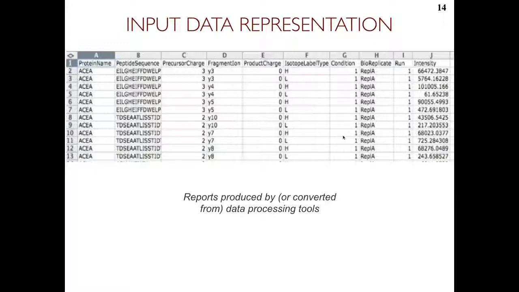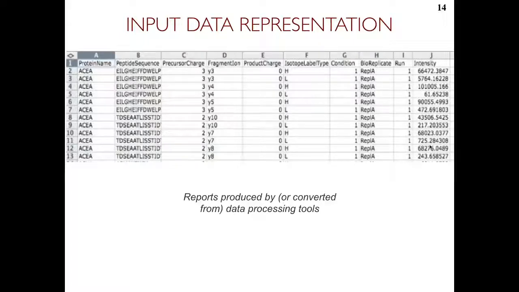Just to clarify, our input is essentially an Excel spreadsheet. The convention is that one row in the input is one LC-MS peak, so one precursor if it's DDA, or one fragment if it's DIA. So essentially one row corresponds to one peak intensity. Here, for example, we have a protein. It has multiple peptides. We may have precursor charge, fragment charge, labeling if it's heavy or light if it's labeled, or just light everywhere if it's label free. And then we have conditions, biological replicates, runs, and then intensity.